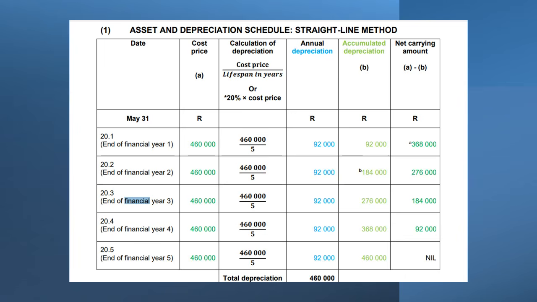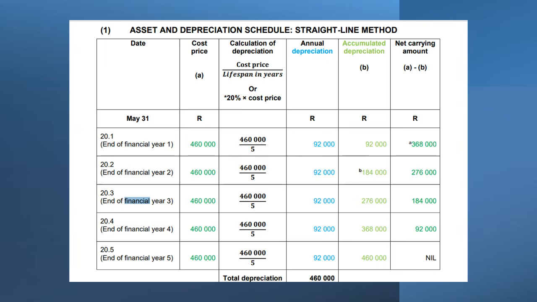Accumulated depreciation, we said it's a contra asset account, which means it increases on the credit side and reduces on the debit. So when you credit accumulated depreciation, you are increasing the accumulated depreciation by 92,000 rand. And on the last column, where we're talking about the net carrying value, how do you calculate the net carrying amount? We've already explained that concept earlier: the cost price less the accumulated depreciation. So if you say 460,000 less accumulated depreciation of 92,000, you will be left with 368,000.